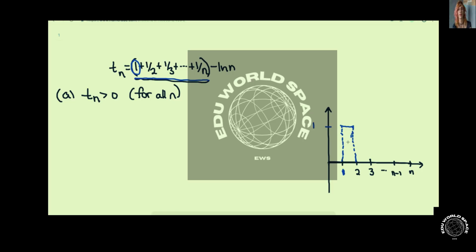And this way the area of the rectangle is my first term. Second rectangle, height will be a half for the second term, and so on. And then the very last one would start at n to n plus 1, and that would have height 1 over n.